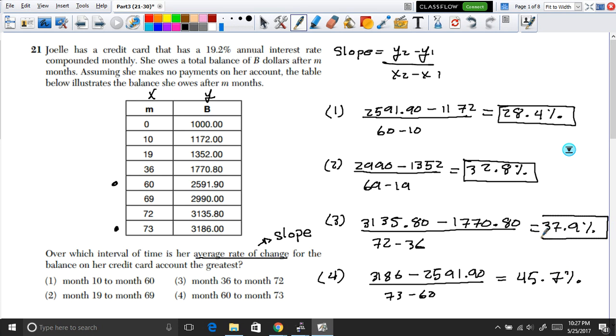So now look at the four options. Which of the following four options has the greatest slope? Well, you can see that option 4 is the one that has the greatest slope. So that means that option 4 is the one with the greatest average rate of change.